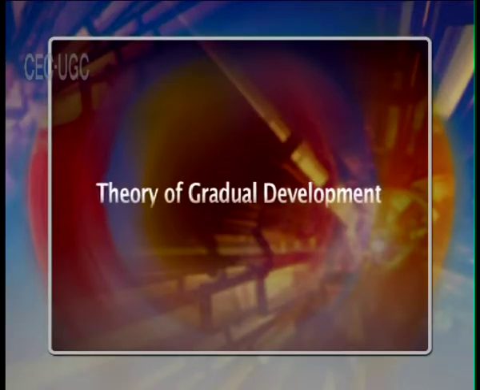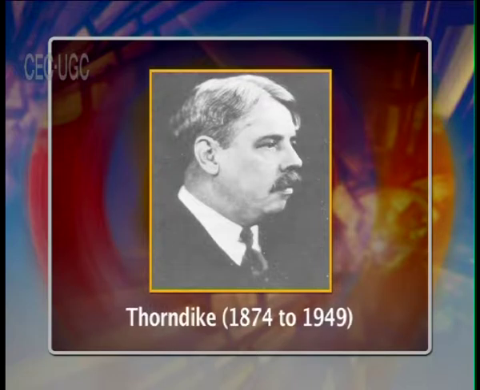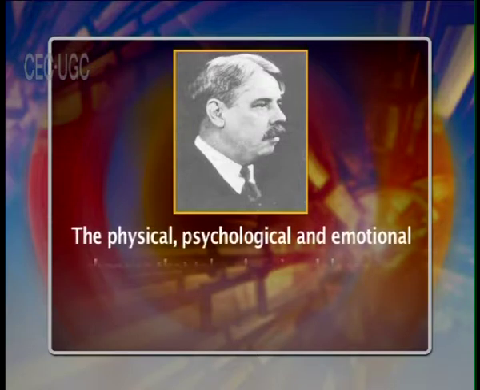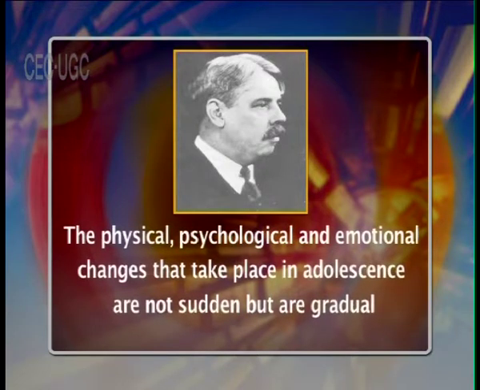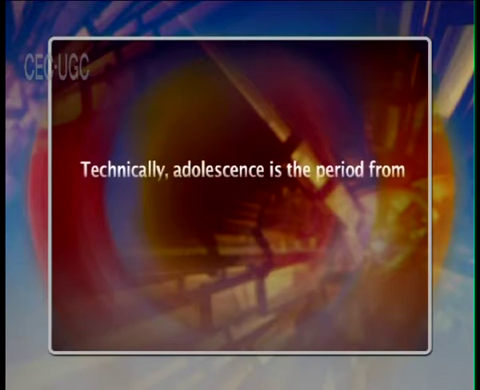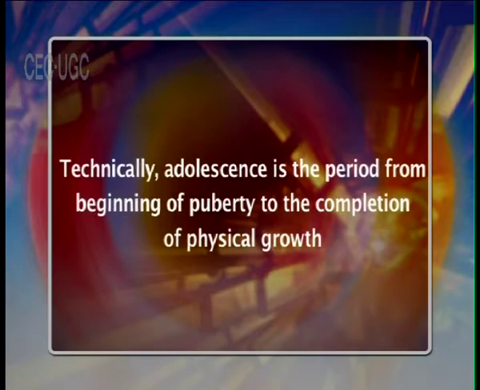Theory of gradual development. Famous psychologists like Thorndike, Kuhlen and Hollingworth are of the opinion that the physical, psychological and emotional changes that take place in adolescence are not sudden but are gradual. Late childhood and adolescence are interlinked, and in late childhood, the symptoms of adolescence start showing themselves. Technically, adolescence is the period from the beginning of puberty to the completion of physical growth. The events of puberty mark the transition from child to adult.